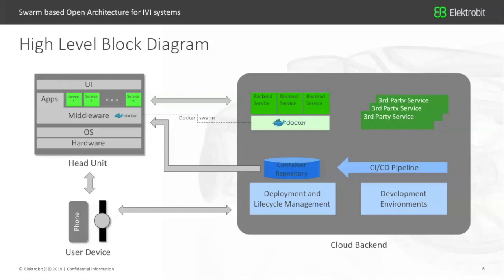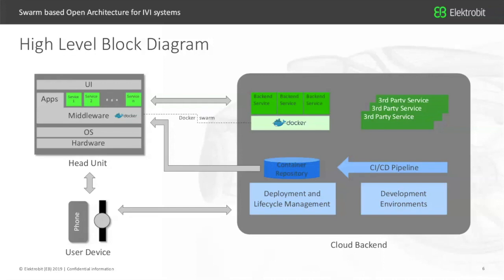And this Docker means it's a Docker daemon, basically, which is running on the cloud backend. This Docker daemon talks to the Docker that is running on the head unit, and they form a swarm cluster. A swarm, in Docker terminology, is multiple Docker daemons collaborating with each other to form a cluster, and they manage different services that are hosted on different nodes. I'll touch upon the Docker containers and the swarm mode in a little more detail on the next slide.